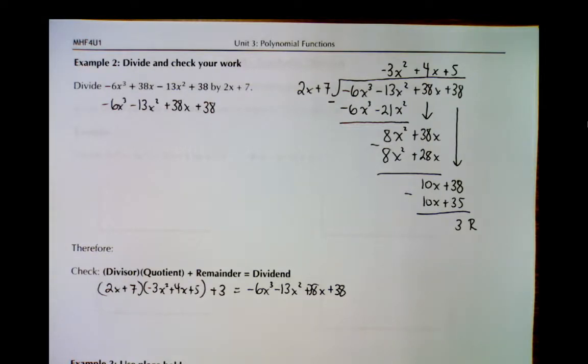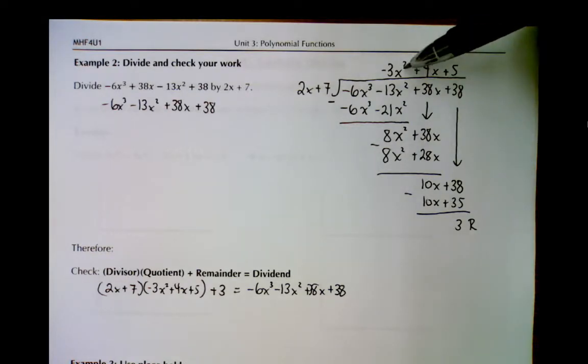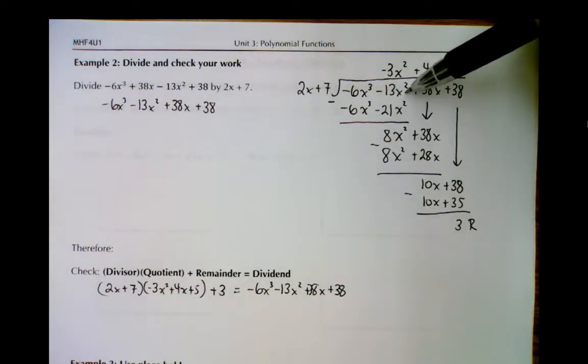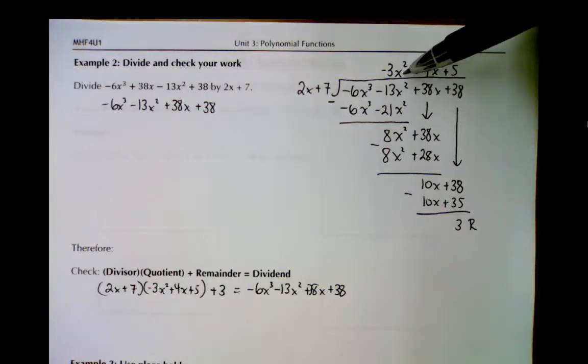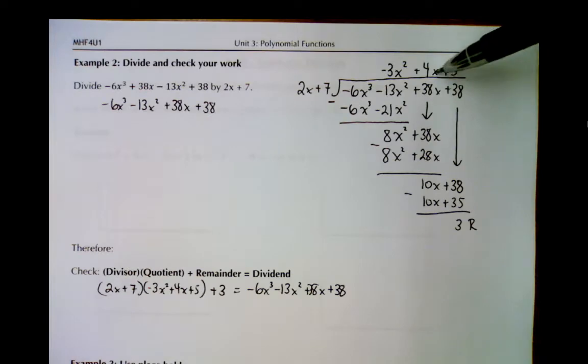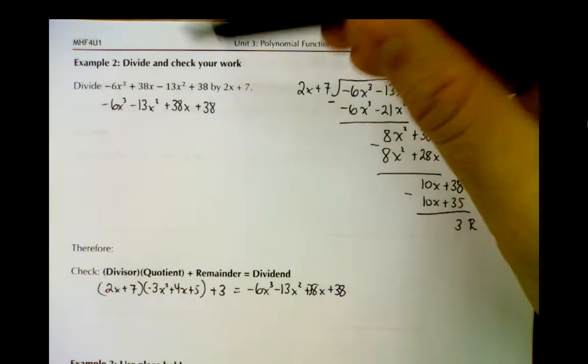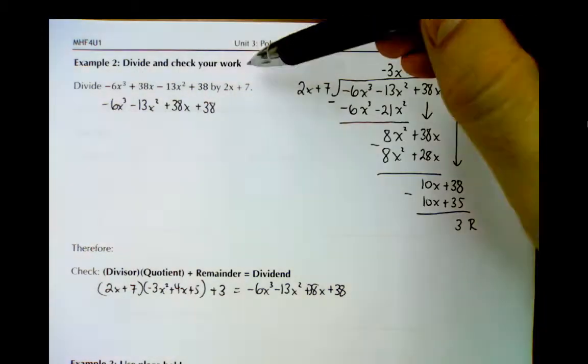Couple notes. If you notice how I've lined up my quotient, I lined it up directly over the divisor that's the same degree. So I don't write my x squared term above my x cubed term, I write it directly above my x squared term. Same with my x term, same with my constant term. And if you get used to lining it up like that, your polynomial division will end up going a lot smoother. Okay, so that's what to do if your polynomial is out of order.